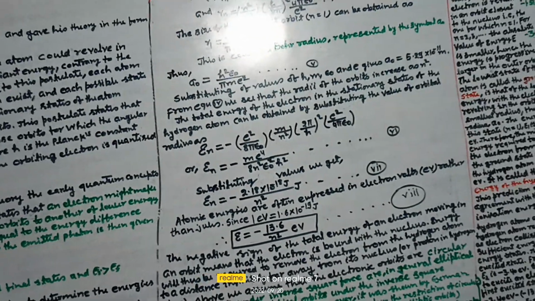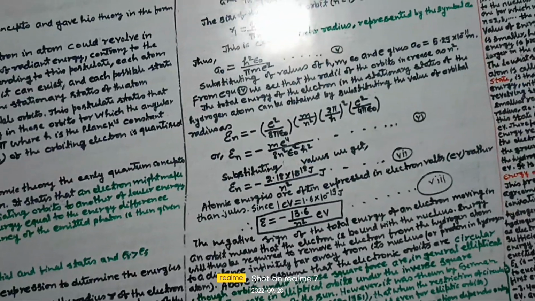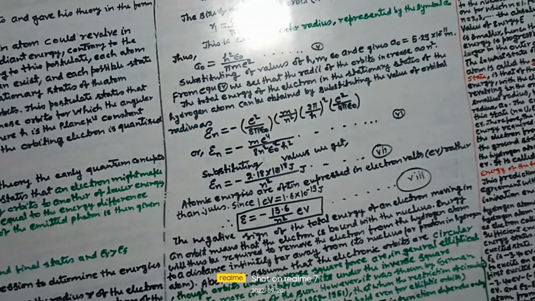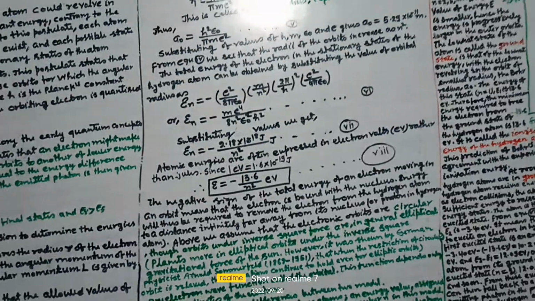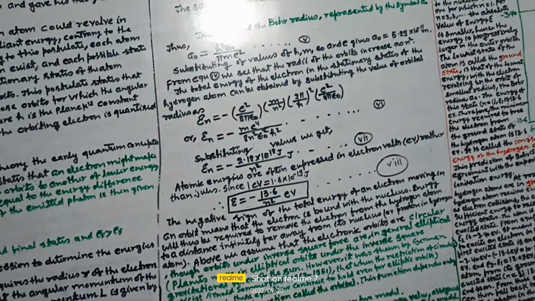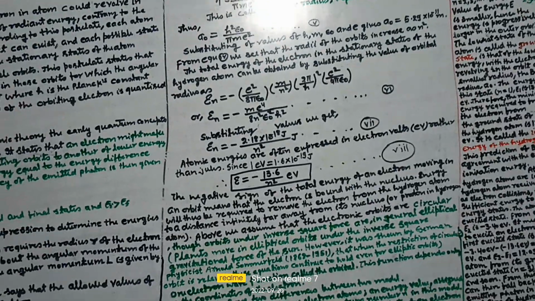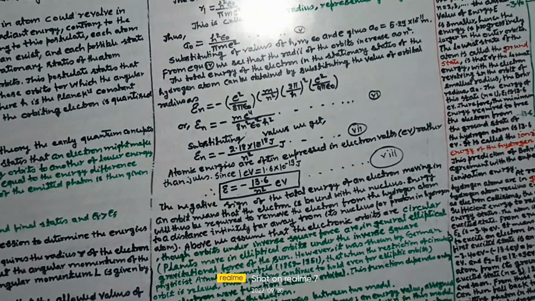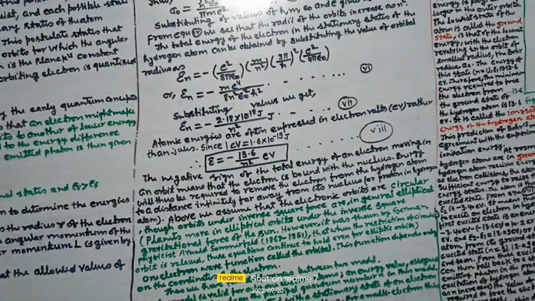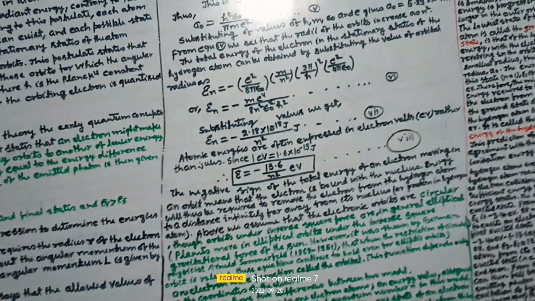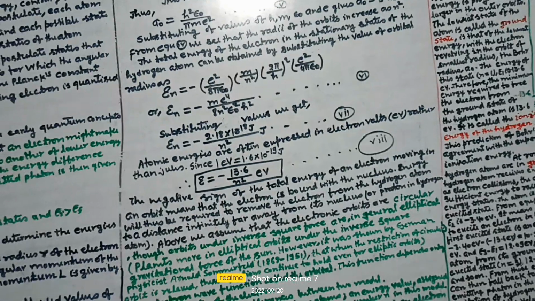Atomic energies are often expressed in electron volts rather than joules, since 1 electron volt equals 1.6 times 10 to the power minus 19 joule. Therefore, E equals minus 13.6 by n squared electron volt. The negative sign of the total energy of an electron moving in an orbit means that the electron is bound with the nucleus. Energy will thus be required to remove the electron from the hydrogen atom to a distance infinitely far away from its nucleus or proton in hydrogen atom.